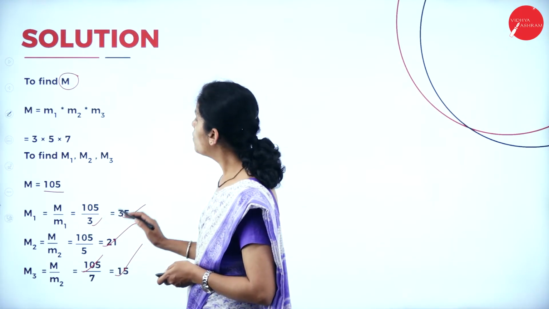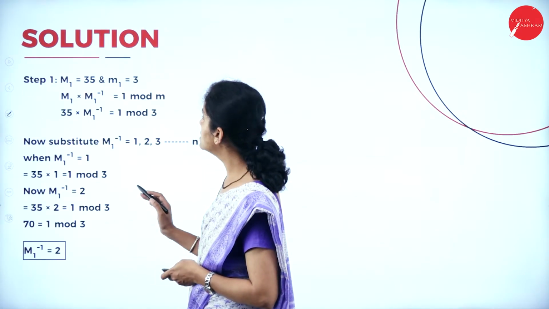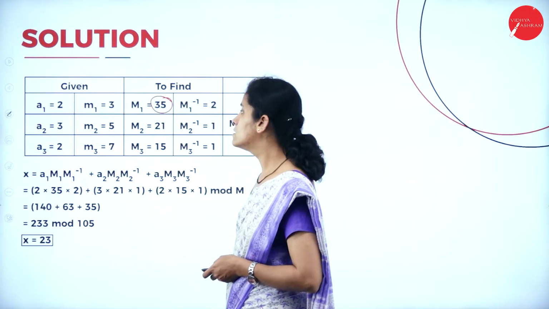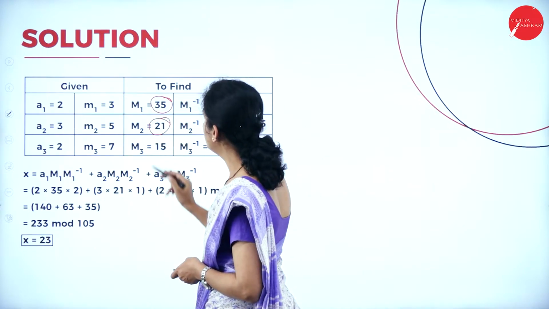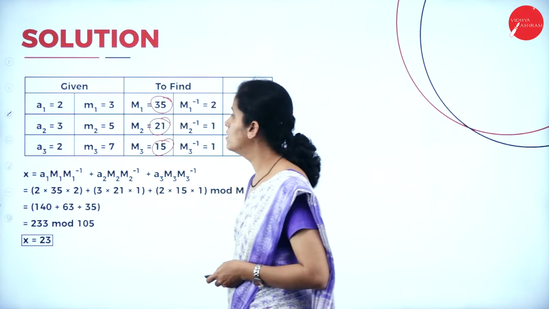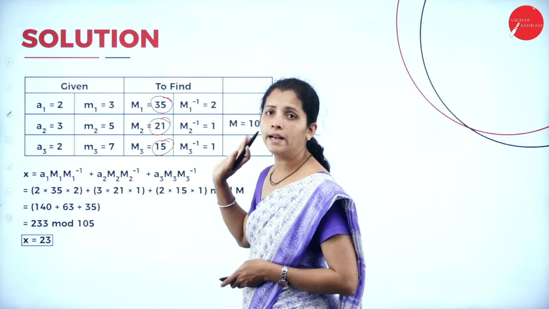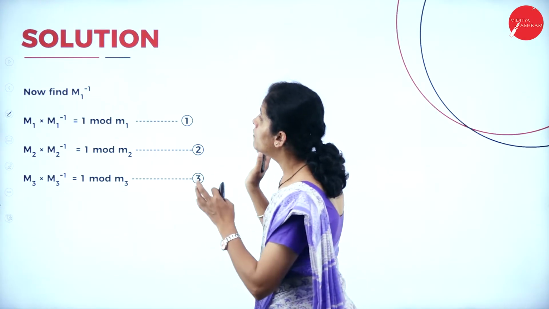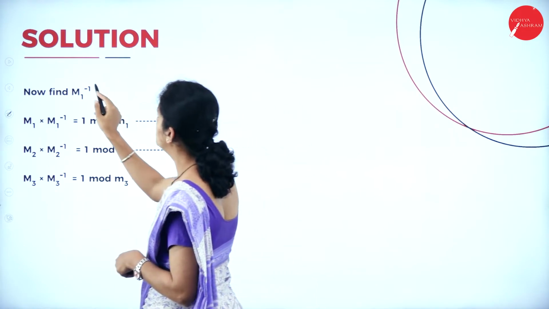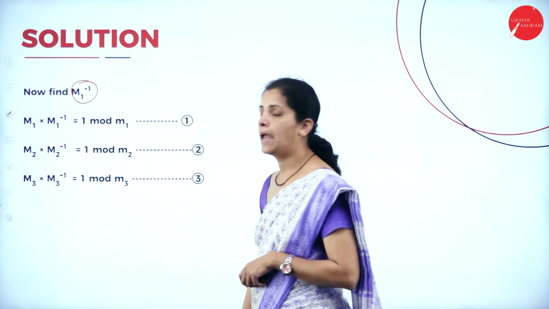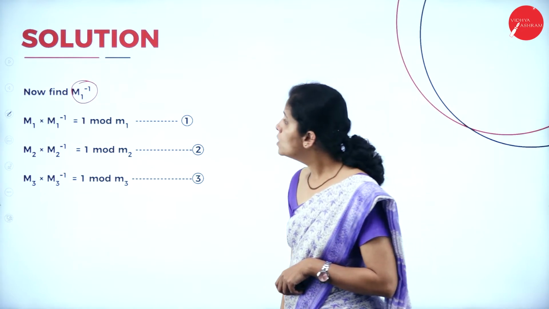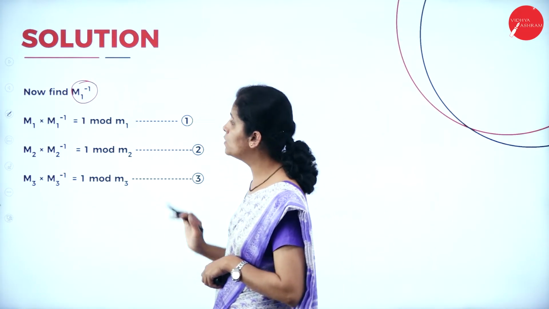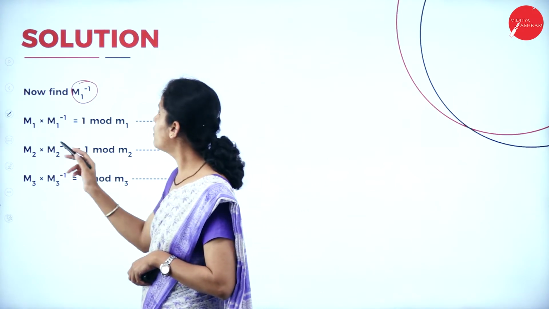Okay, now what I want to do? I want to construct a table and I am going to place the values. So M1 35, M2 21 and M3 15. Okay, now I filled my table. Now after that, what I want to do? I want to find the M inverse. Now to find this M inverse, I'm going to have the formula.